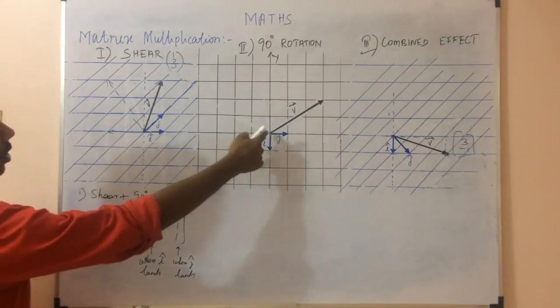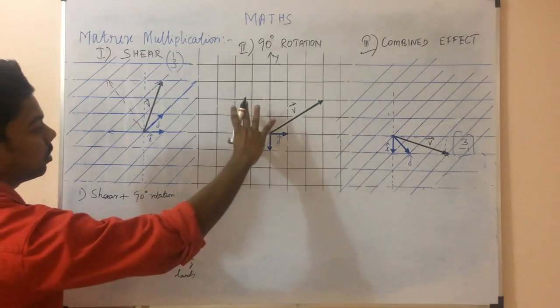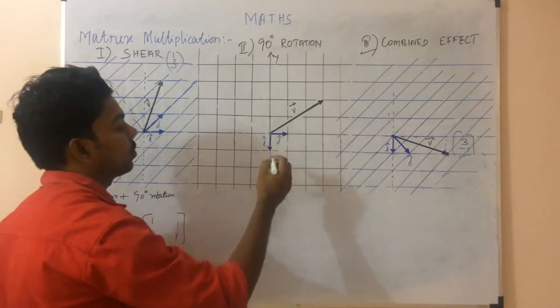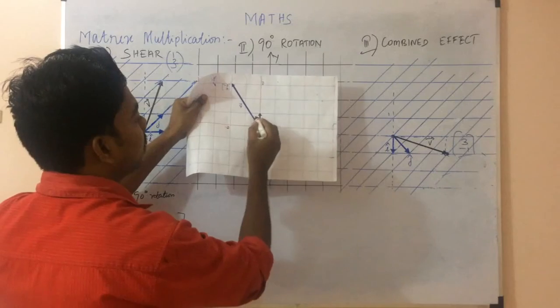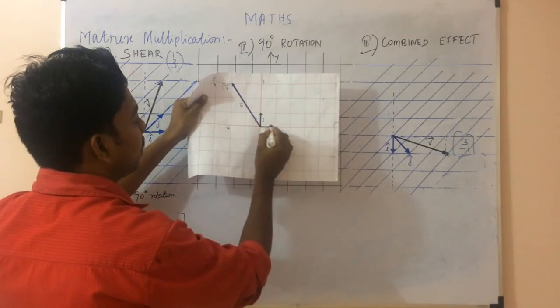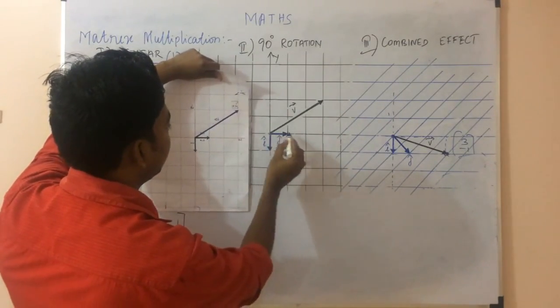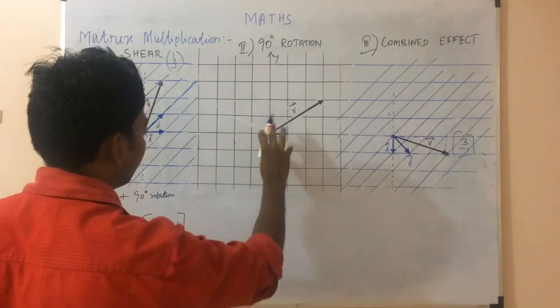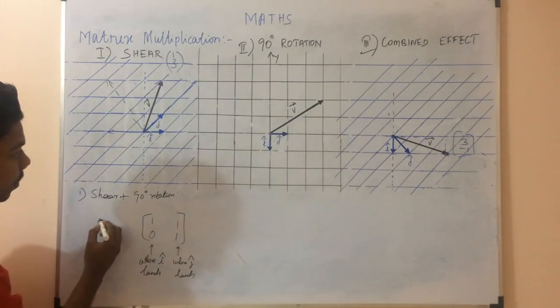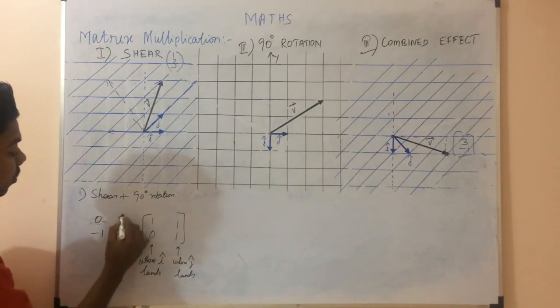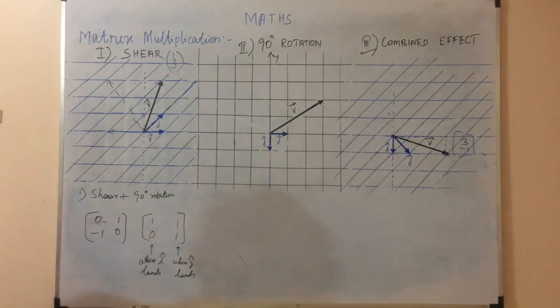So consider the 90-degree rotation components. First, i cap is here, j cap is here. After the 90-degree rotation, where will this i cap and j cap go? What will be the linear transformation components? The i cap lands on (0, -1), and j cap lands on (1, 0). Okay, (0, -1), (1, 0).